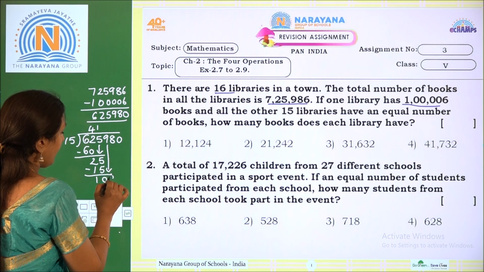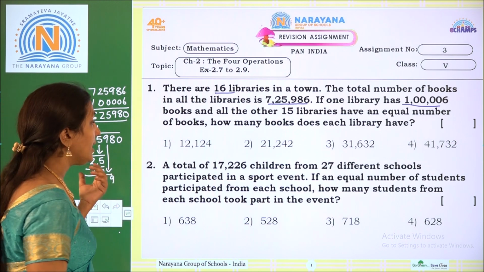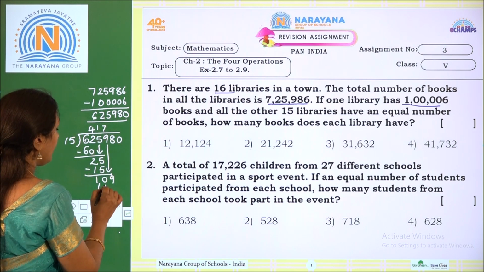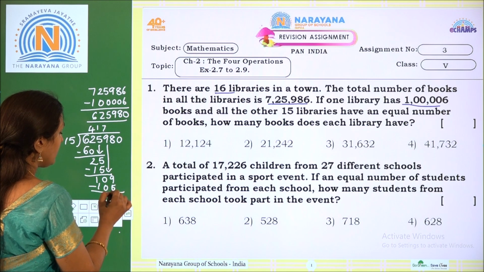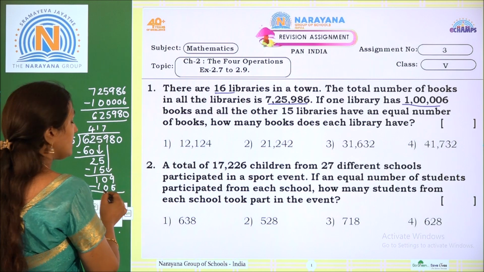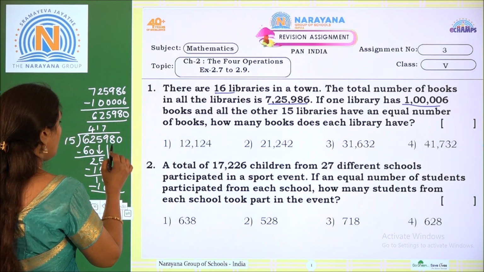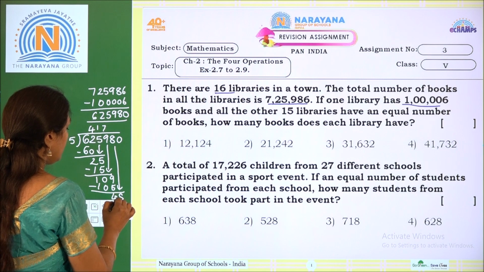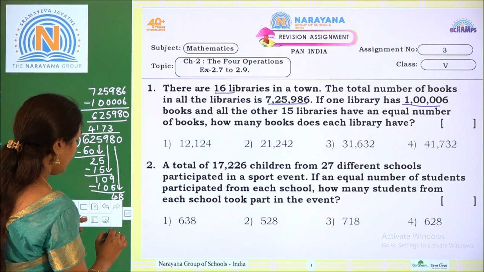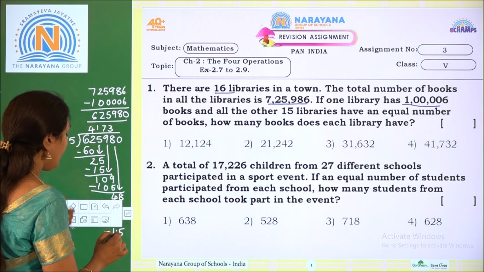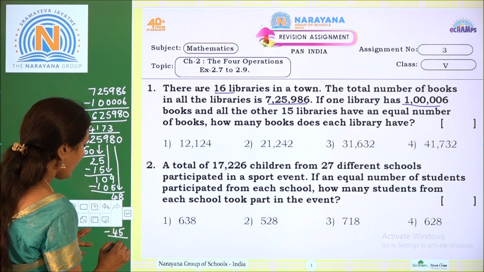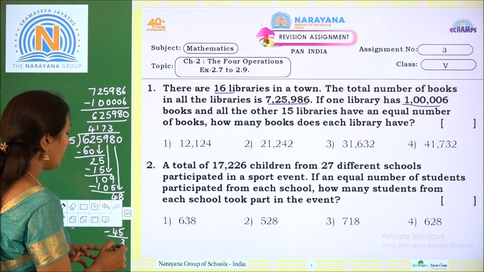Now bring down 9. So approximately how many times can we take? We can take 7 times. 7 fifteens are 105. Now 9 minus 5 is 4. 0 minus 0, 0. 1 minus 1, 0. Now bring down 8. So 48. How many times can we take? Approximately 3 times. 15 threes are 45. We subtract from 48. So 8 minus 5 is 3. Now 4 minus 4 is 0.